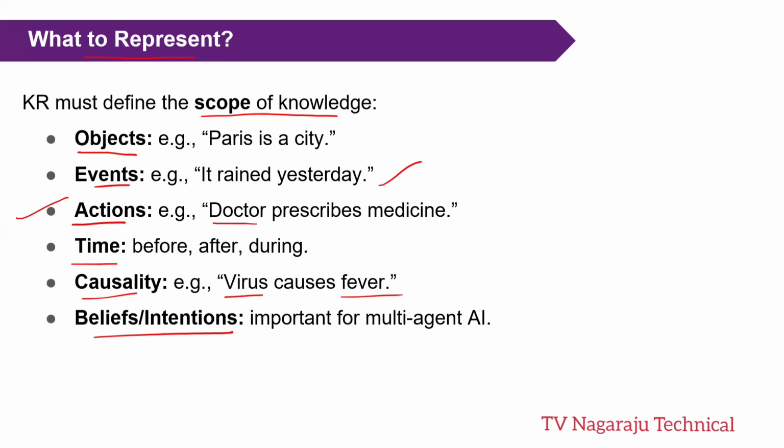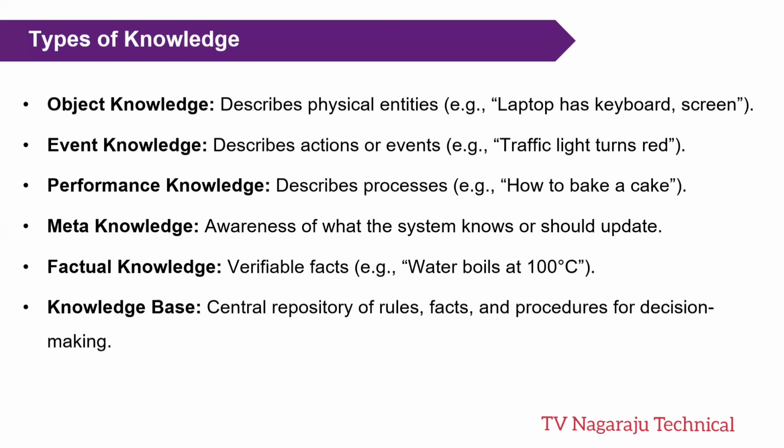Now I am segregating the different types of knowledge. Whatever we discussed in the previous session, the same thing is expressed in a different fashion. These are the types of knowledge. The first one is object knowledge. That means it provides information about physical objects and their properties. For example, a laptop has a keyboard, a mouse, and a screen, or a tree has branches, leaves, and roots. Based on this, the AI recognizes and classifies things.